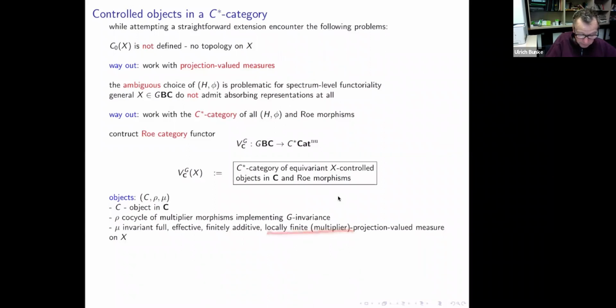It should be locally finite. And the morphisms are generated by equivariant controlled propagation multiplier morphisms between the objects. And this controlled condition uses the measure, and equivariance uses the cocycle.